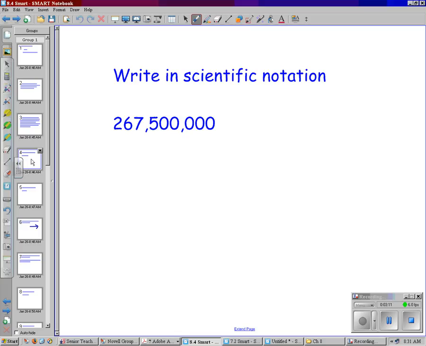Who can tell us what we should be doing here along the way? What should we be doing? Rachel? You move the decimal point over 8 spots to the left. Okay. And then it becomes 2.675 times 10 to the 8th power. How did you know 8? Because there's 8 spaces that you can move.